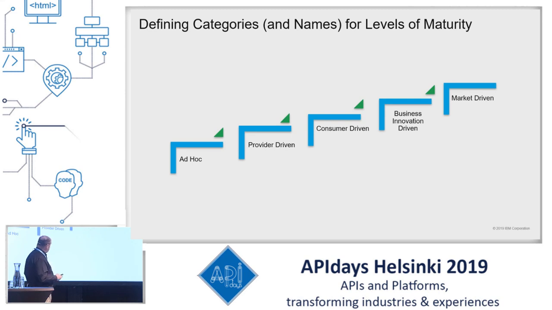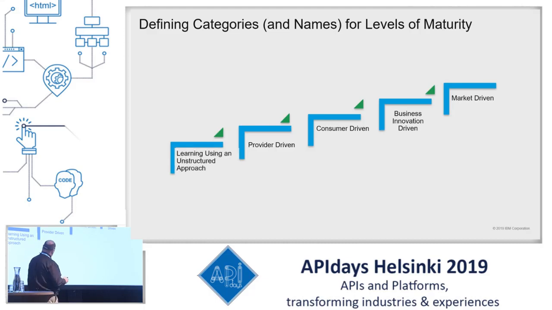And so we liked these titles. They were simple, pretty easy to understand. We understood it. And then the marketing people got hold of it. And so they didn't like these titles. They felt that ad hoc was not politically correct. And so we shouldn't say ad hoc. So instead we say learning using an unstructured approach. Okay, and so that is the name of the first one. And then the second one is discovering and experimenting to gain market understanding. Okay, is this more meaningful to you or less? I just want quick surveys. Next one, implementing targeted market solutions.